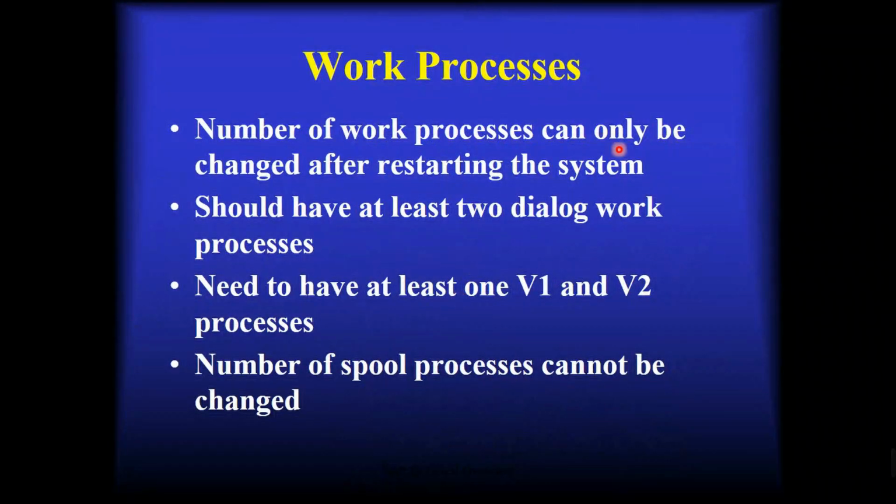Next is the work process. The number of work processes can only be changed after restarting the system. If we want to change the work process number, we can do it only after restarting the system. I'll come with the practical sessions for that, so stay tuned. It should have at least two dialog work processes, and at least one V1 and one V2 process. The number of spool processes cannot be changed directly. Whatever spool process we have, if we change the number of other processes, only then will the spool process be updated accordingly.